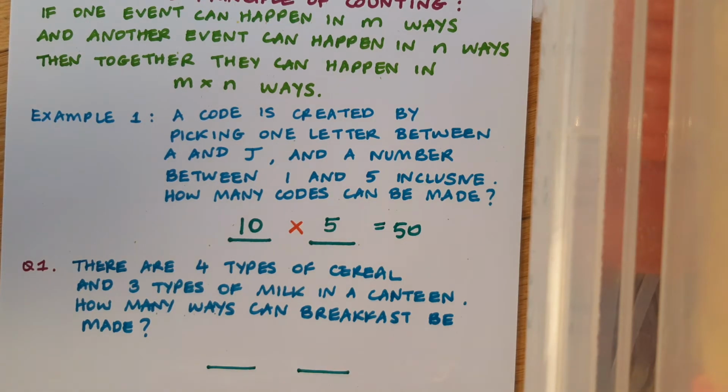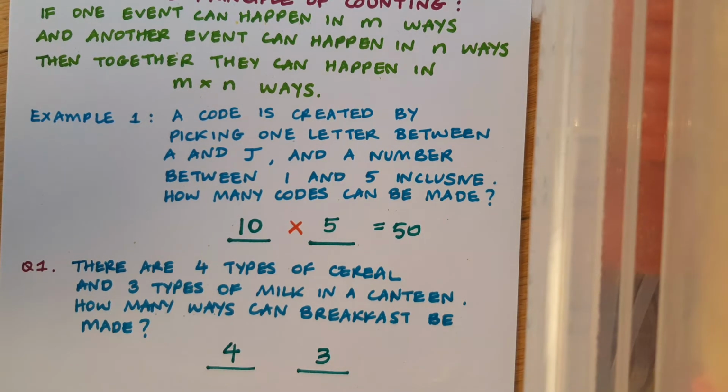So I've got 2 choices. I've got to think about the cereal and the milk. Well, there are 4 types of cereal, 3 types of milk, and to find out how many different ways I can make breakfast with the 2 of those, I'll multiply to get an answer of 12.